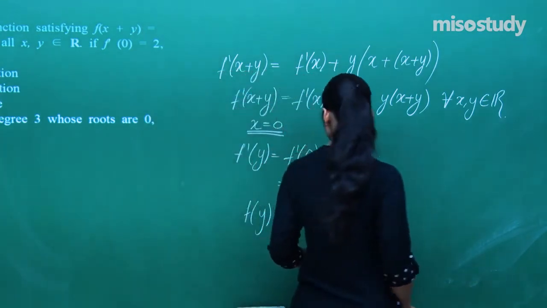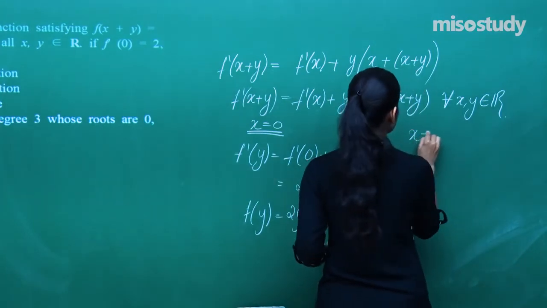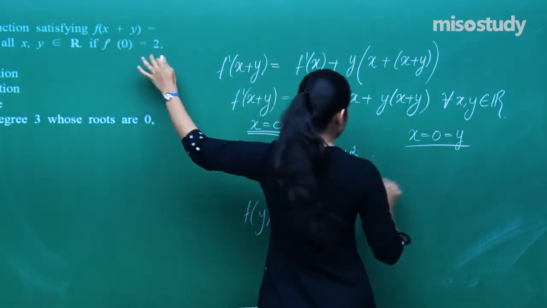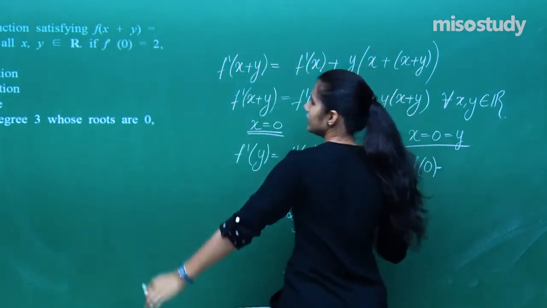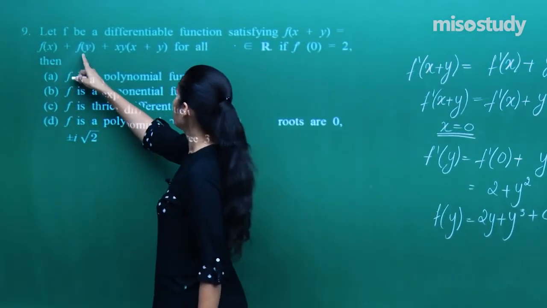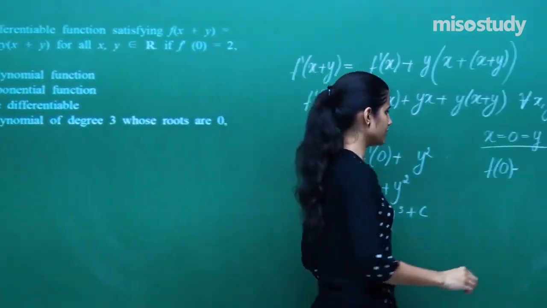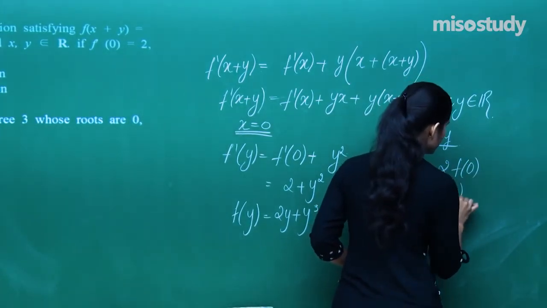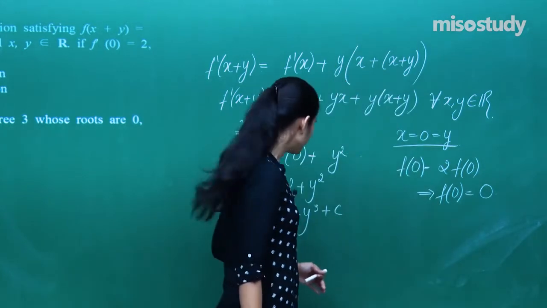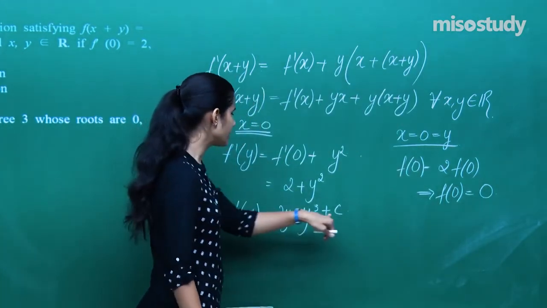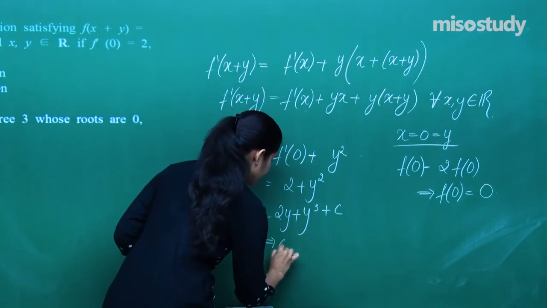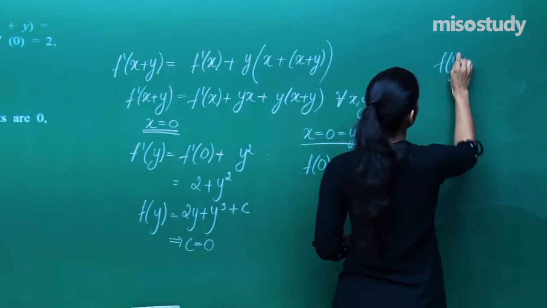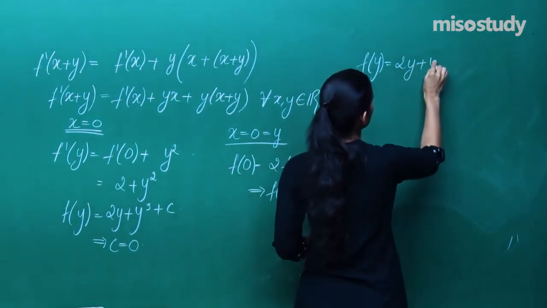Right? The moment you get 2y plus y cube plus c, now if you put x equals 0 and y equals 0 in the given equation, you get f of 0 plus 0, which is f of 0, equals f of 0 plus f of 0 plus 0. So it is twice of f of 0, which eventually gives you that f of 0 is 0. If f of 0 is 0, in place of y, if you put 0, you get c equals 0. So you get f of y is 2y plus y cube.